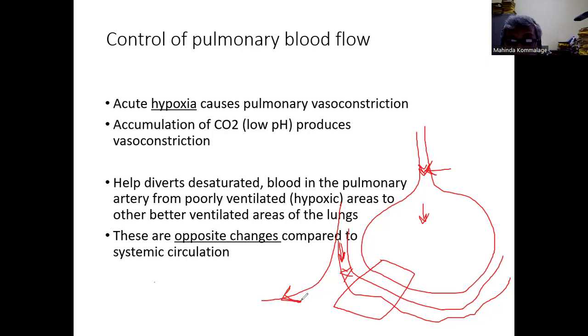Right. So its opposite changes will occur in the systemic circulation. Probably you remember in the local regulation under the cardiovascular system, in the tissue level, if there is a hypoxia, what happened to the blood vessels? In the systemic circulation, local regulation, auto regulation.